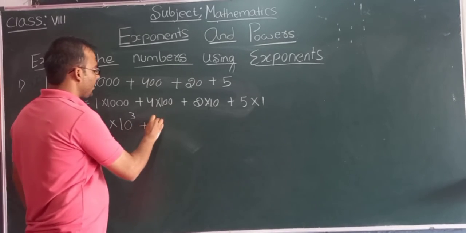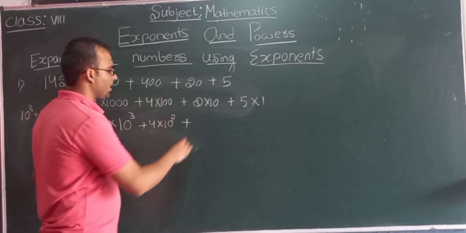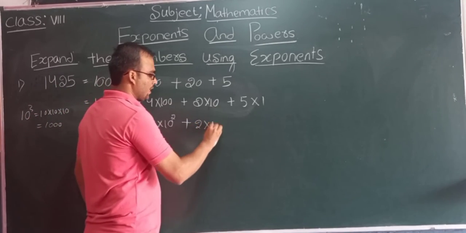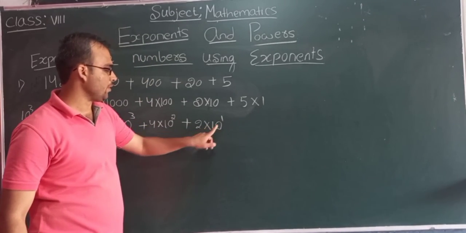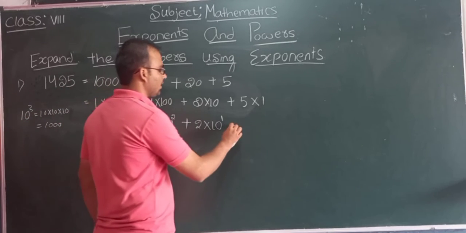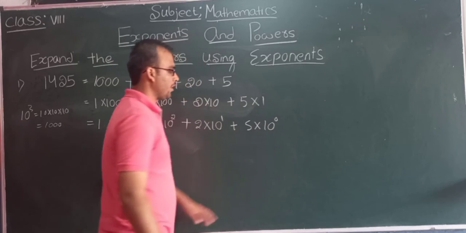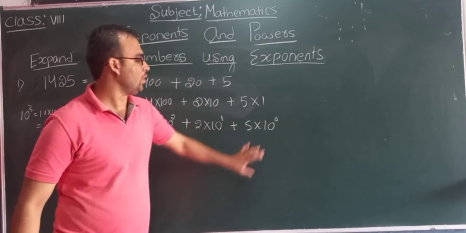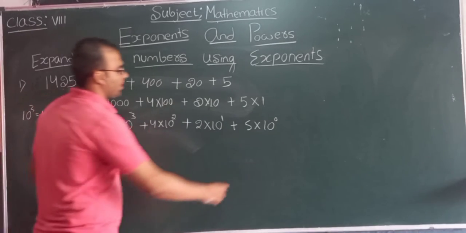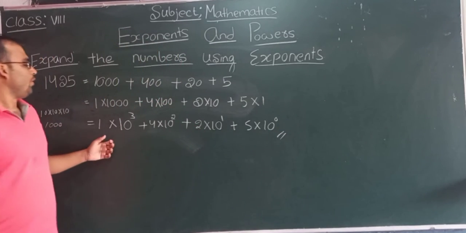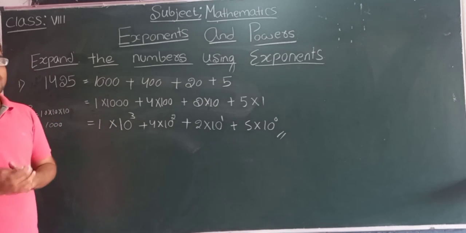Then we can write this 100 as 10 to the power 2. Then we can write this 10 as 10 to the power 1. 10 to the power 1 means 10 only. Then we can write this 1 as 10 to the power 0. 10 to the power 0 means 1 only. We'll discuss this in detail afterwards. So look at here, students, this is how we can write the expansion form of any number using exponents.